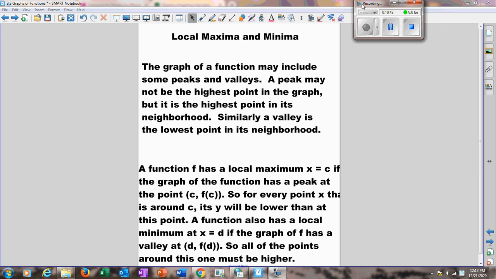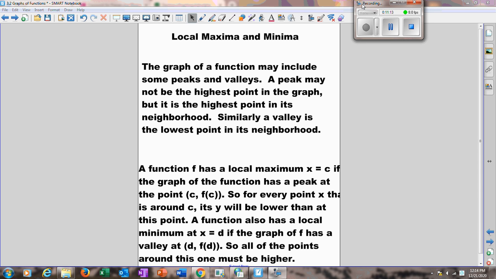The function f has a local maximum at x equals c if the graph has a peak at the point c and f of c. So whenever I put c into the function, if the y that comes out is the highest point, then that is going to be a local maximum. So for every point x that is around c, its y will be lower than at this point. So no y's around it will be higher than that point.